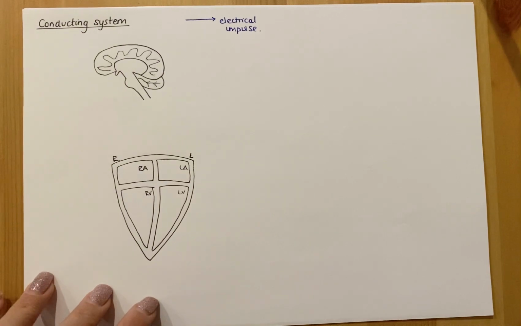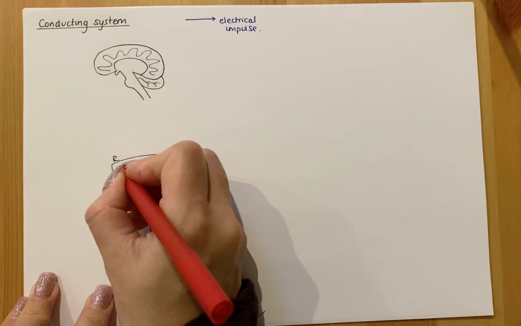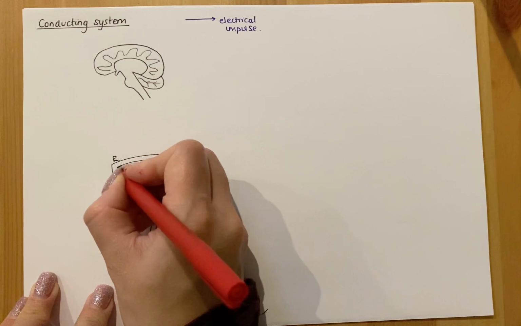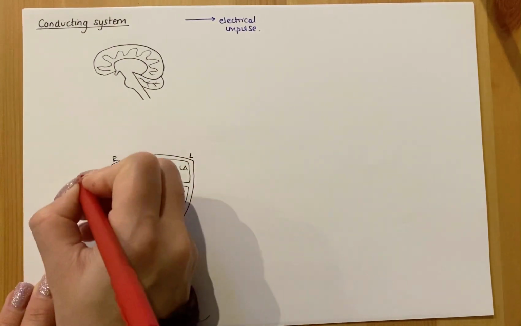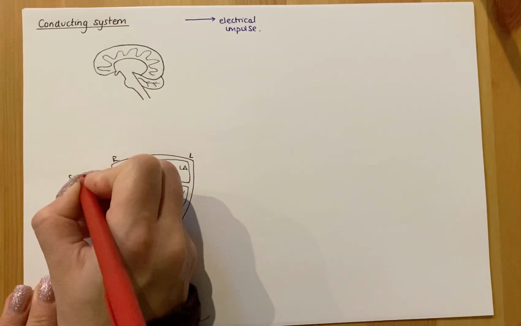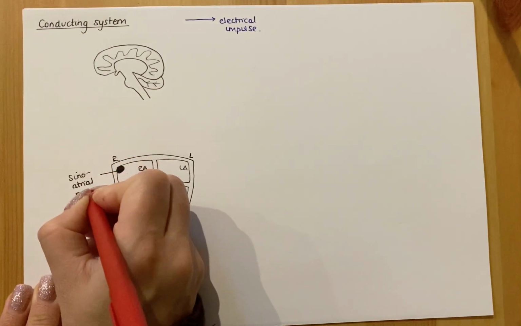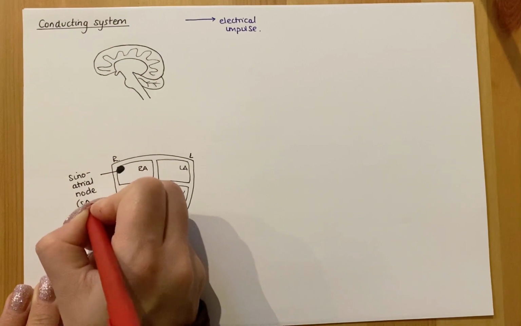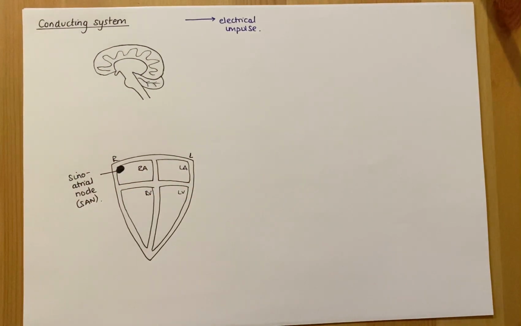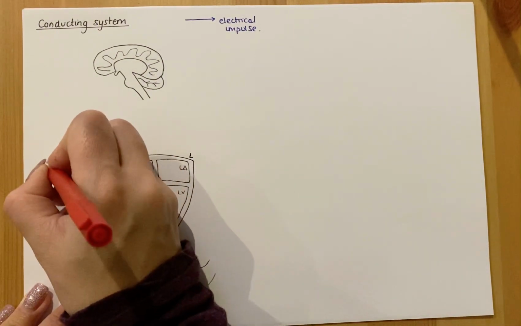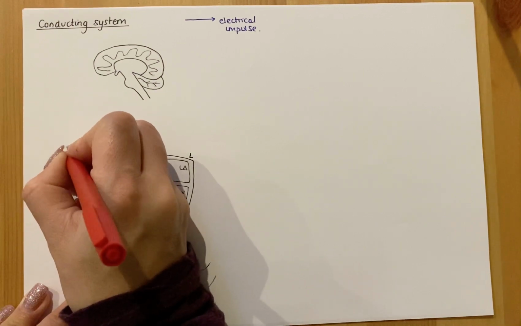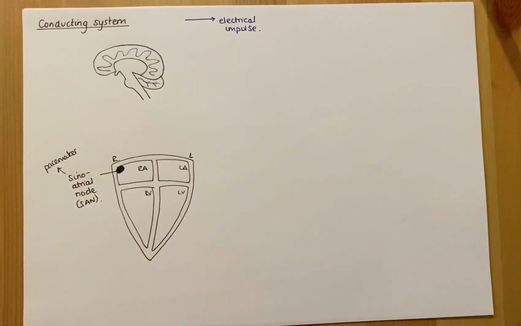Now in your heart, you have a section in it, which is essentially just a big bundle of nerves and cells. And that area is called the sinoatrial node, which is often shortened to the SAN. And absolutely just stick to calling it the SAN, that's totally fine to shorten it. The SAN is sometimes called the pacemaker, because it sets the rate at which the heart contracts.